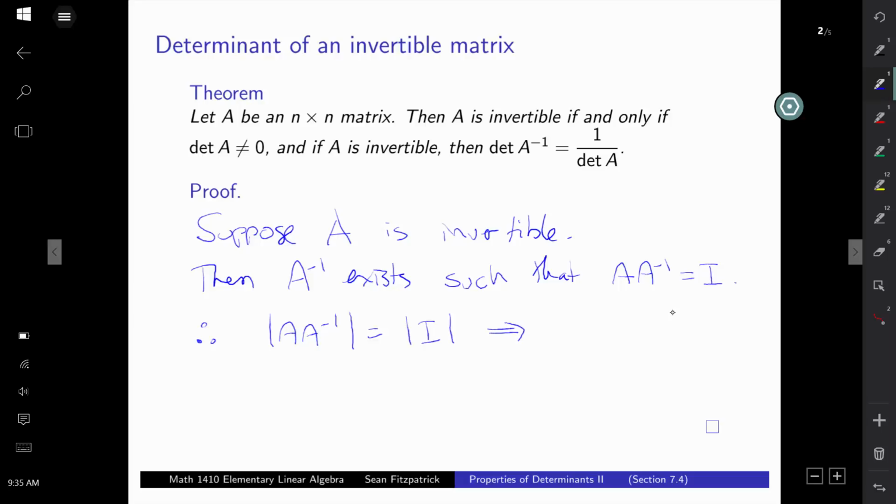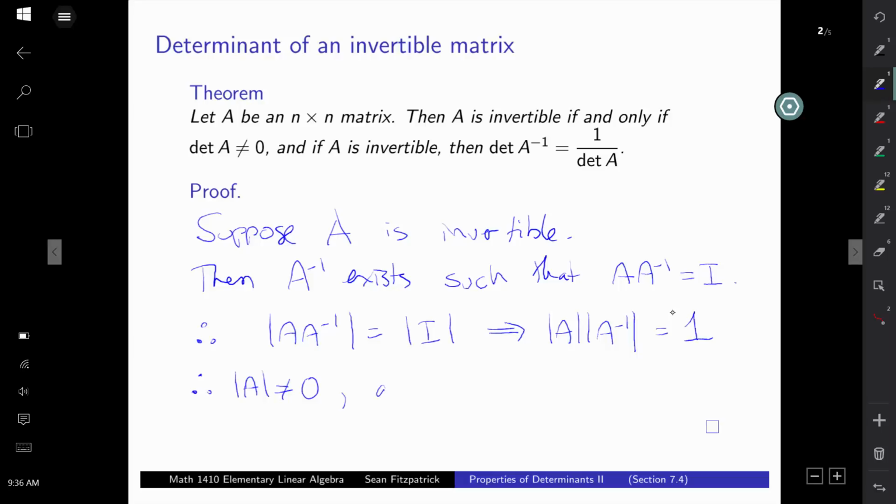And what does that tell us? Well, we know that the determinant of a product is the product of the determinants. And we know that the determinant of the identity is just 1. Okay. Well, that tells me right away that the determinant can't be equal to 0. Why? Well, if it was equal to 0, then I would have 0 times something equal to 1. We know that's not possible. So the determinant can't be equal to 0.